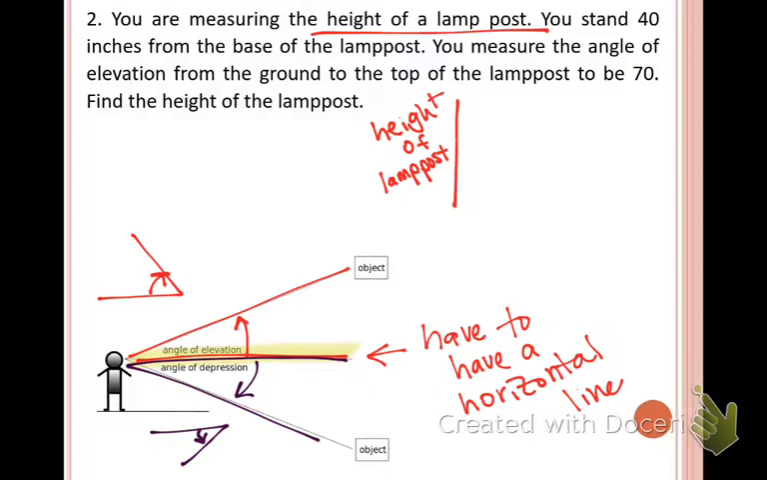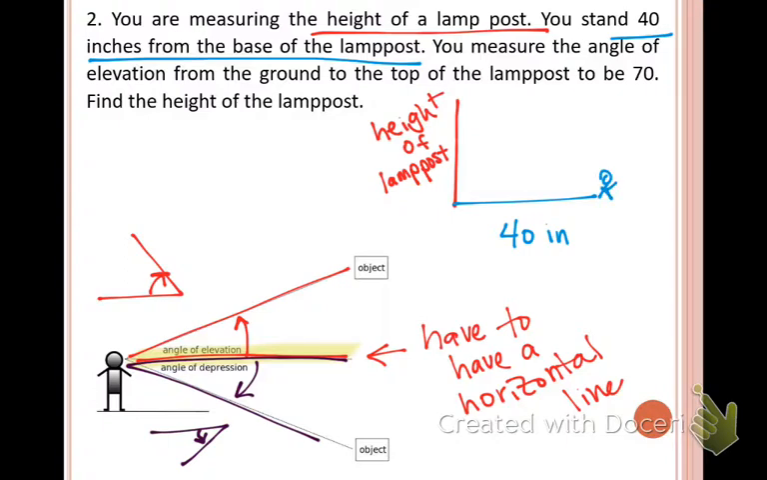All right, and then you stand 40 inches from the base of the lamppost. So you're standing, where are you standing? The bottom. On the bottom, on the ground. And where is the base of the lamppost? The bottom. Not on the ground, yep. So 40, was it inches? Yeah, inches. So it's kind of where you're standing, 40 inches away.